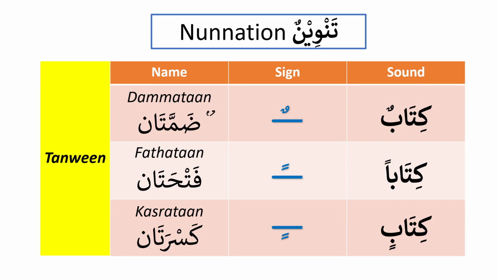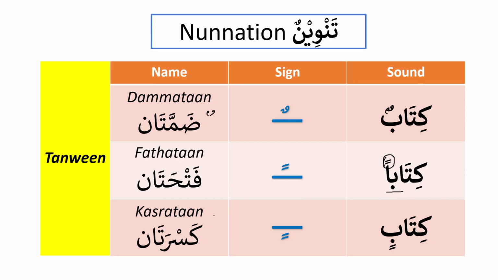For example, we have over here kitabun, so we have two dhammas over here, or we say dhammatan, so it is kitabun. Similarly, we have fathatan, which is again two strokes, and when we discuss more about this, you will see that the word, when it has fathatan, it also needs an extra alif, and that is for different reasons. So inshallah we will discuss that. So fathatan, it was basically fatha before, and now it became two, so it has become fathatan.